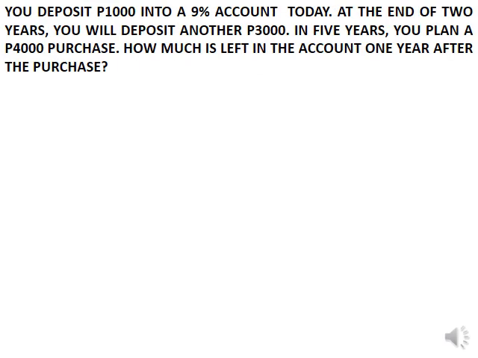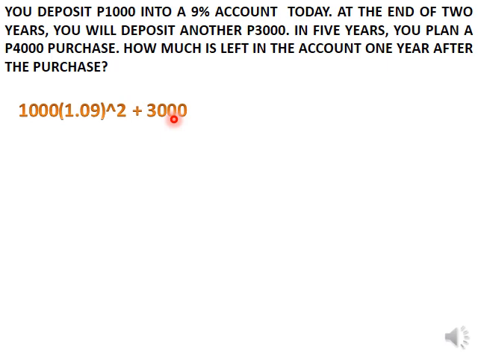Okay, so next, you deposit 1,000 pesos into a 9% account today. At the end of 2 years, you will deposit another 3,000. In 5 years, you plan a 4,000 peso purchase. How much is left in the account 1 year after the purchase? Okay, first, we have 1,000 pesos. We deposited it for 2 years at the rate of 9%. After 2 years, the amount of money is this quantity. And then after 2 years, we added 3,000. This is now the total amount of money in the account after depositing 3,000.